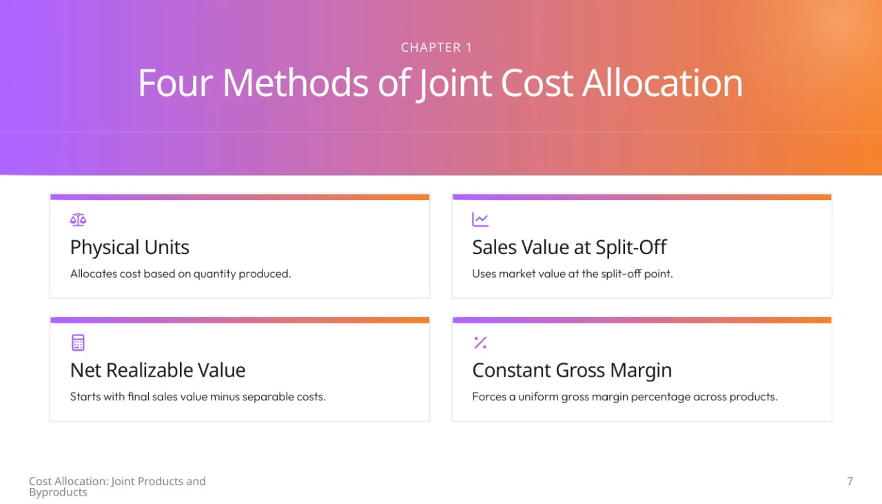Here, we're looking at the four main methods used for allocating joint costs in accounting. First, the physical units method allocates costs based on the quantity produced of each product. This means if you have more units of one product, it takes a larger share of the costs. Next is the sales value at split-off method, which uses the market value of the products right at the split-off point where the joint process ends. So the costs are divided according to what the products are worth at that stage.